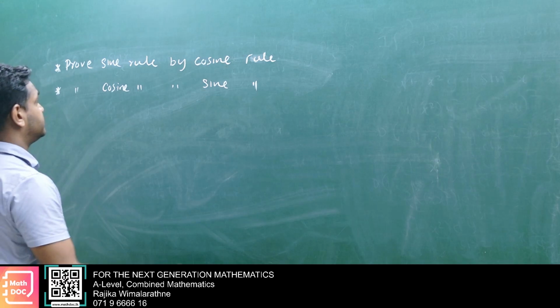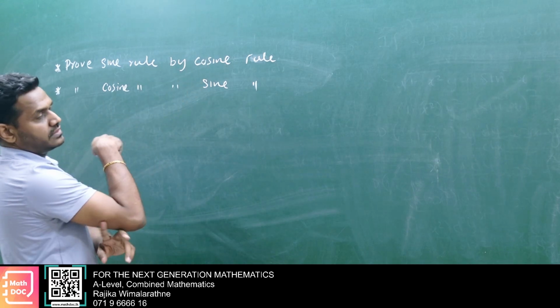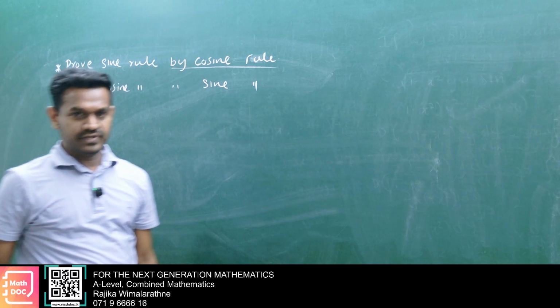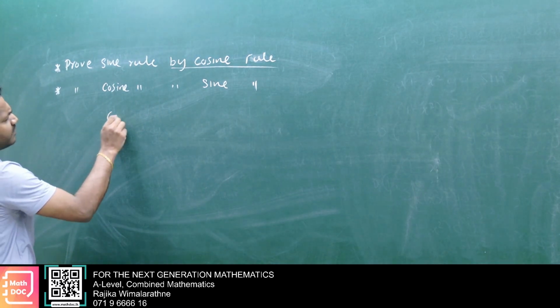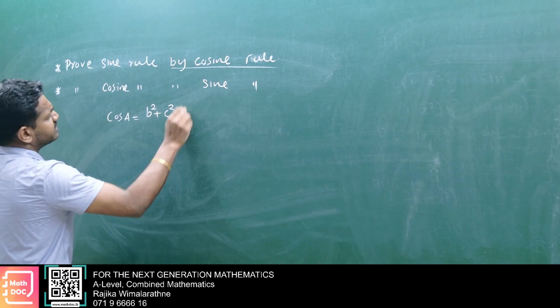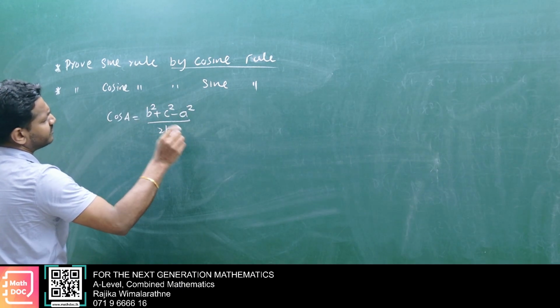Now see, proving the sine rule by the cosine rule. By this I mean you can take the cosine rule directly. See, cos A equals (b² + c² − a²) over 2bc.